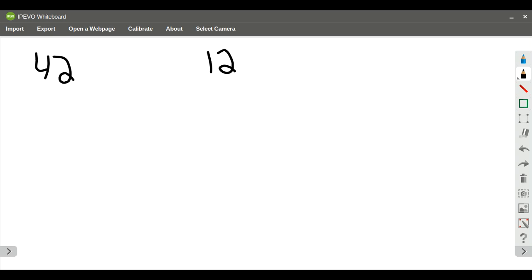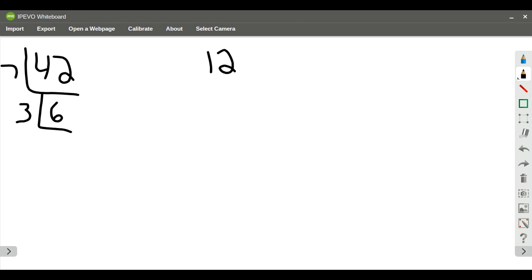So the first thing that I'm going to do is find my prime factorizations. When I look at my prime factorization of 42, I'm going to start with the prime number 7. 42 divided by 7 is going to be 6. When I pick another value, I'm going to pick 3.